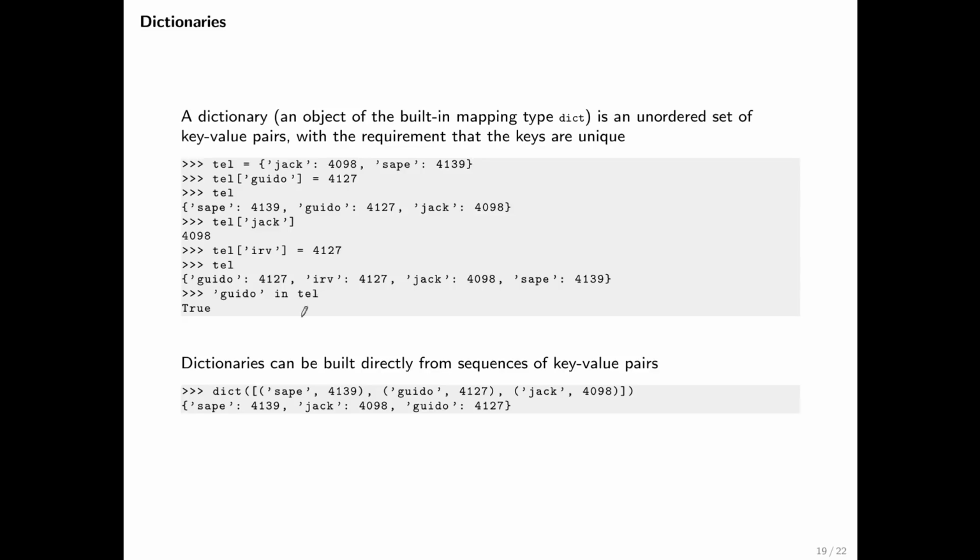Now there is an alternate syntax for building a dictionary from a list. So you can have a list, which is what is shown here, that contains two tuples representing the key value pairs. So here we have a two tuple whose first element is the key, second element is a value, another tuple, first element key, second element value, and so on. And then if we give that list as an argument to the dict function, it builds a dictionary whose key value pairs are these three guys: SAPE 4139, Guido 4127, and Jack 4098. So it's just an alternate syntax for creating a dictionary from a list.